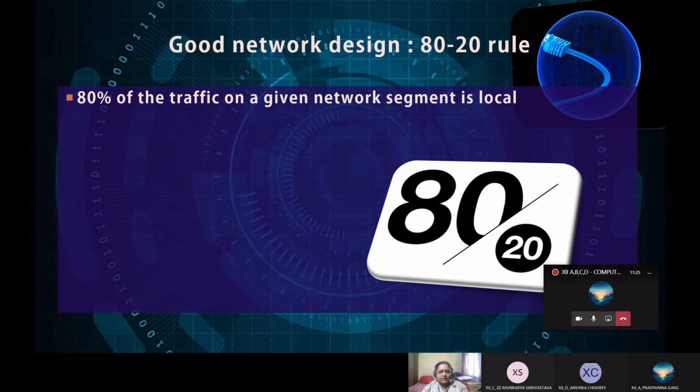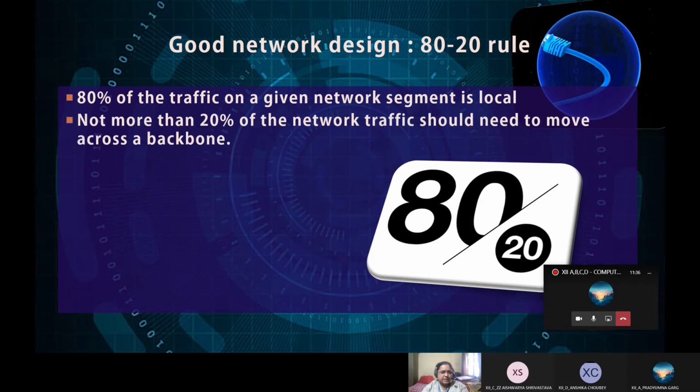So we have to figure out ways and means such that this maximum traffic is local and it doesn't have to travel between buildings, right? Not more than 20% of network traffic should need to move across a backbone. Backbone means the main cabling which connects all the buildings or all the campuses together. So it is the main line.